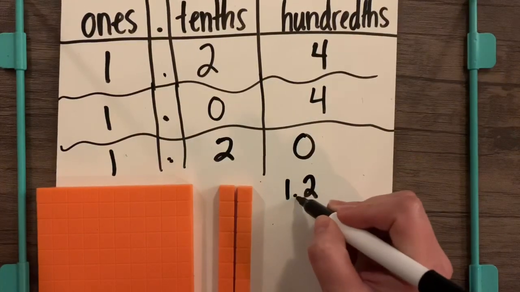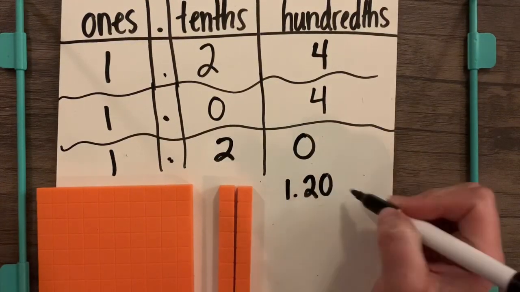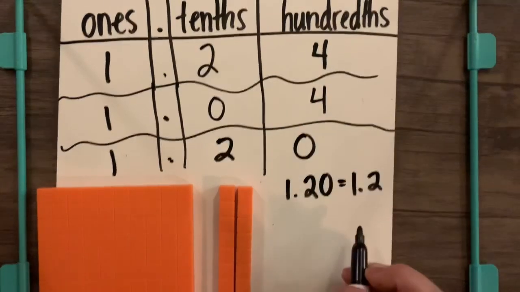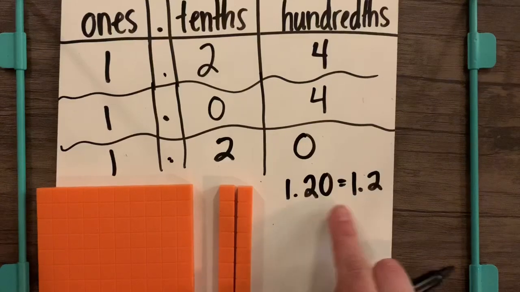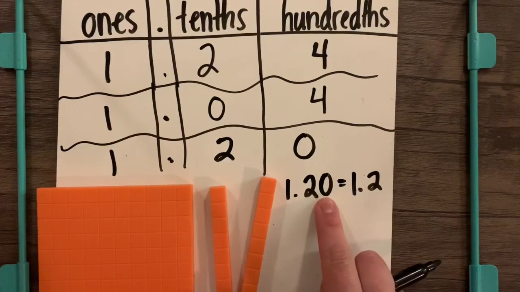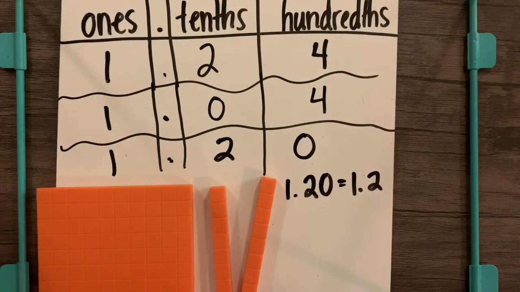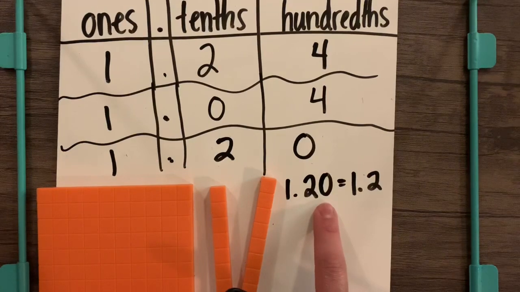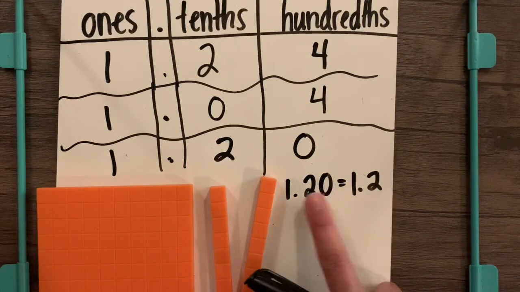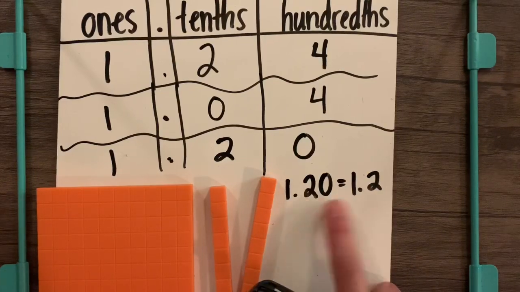Now, 1 decimal point 2, 0 is the same thing as 1 decimal point 2, because this is telling us that we only have two groups of tenths and no hundredths. We don't have any of these. So you could either use a 0 there or you can leave it blank. The value of the number doesn't change at all. It's the same thing.